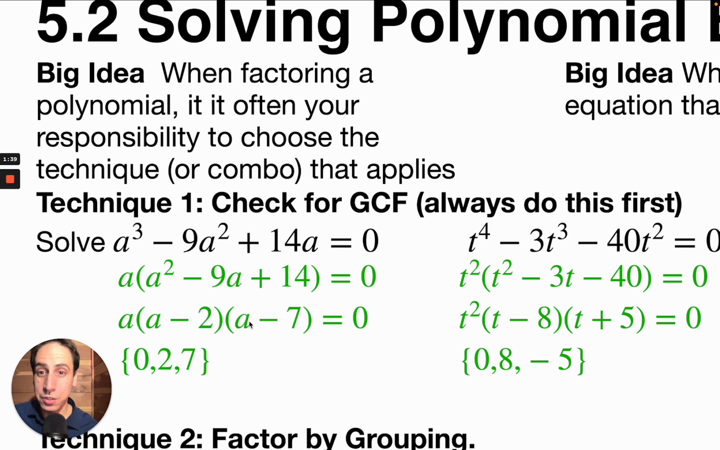From this portion, we see that a minus 7 equals 0, so 7 is a solution. A minus 2 equals 0, so positive 2 is a solution. And over here, if a is all by itself, it's basically like a minus 0 equals 0. If you put 0 in for a here, then you see it'll also solve the equation. So this equation has 3 different solutions: 0, 2, and 7.